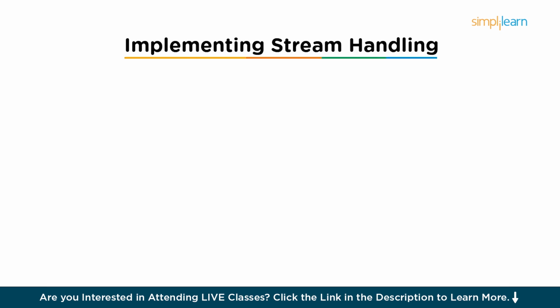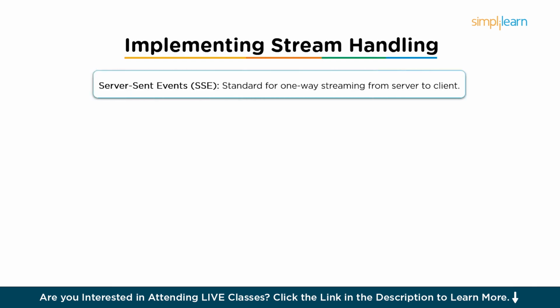Now that we have understood the benefits of streaming, let's look at the technical details of implementing stream handling. A common, robust way to achieve this for one-way streaming from your server to your client application is through Server-Sent Events, or SSE. SSE is a standard that allows web clients to receive automatic updates from the server via an HTTP connection. Here's a breakdown of the implementation process.